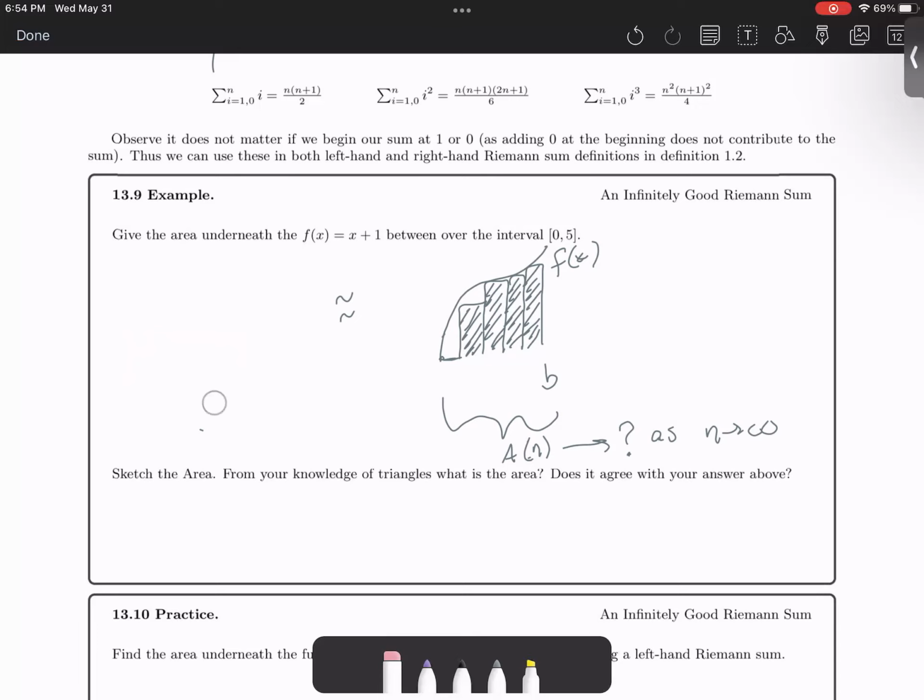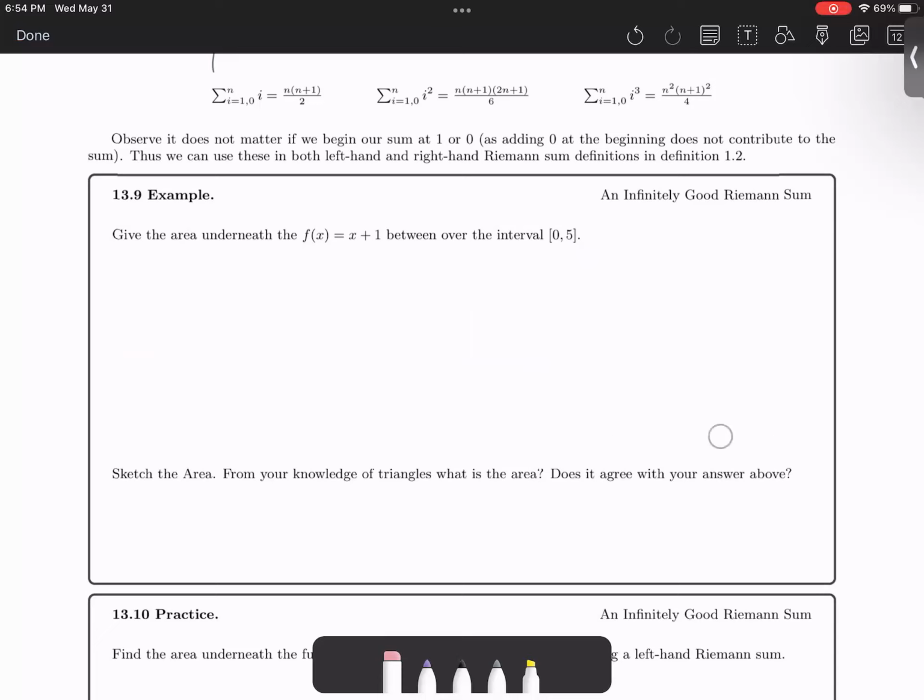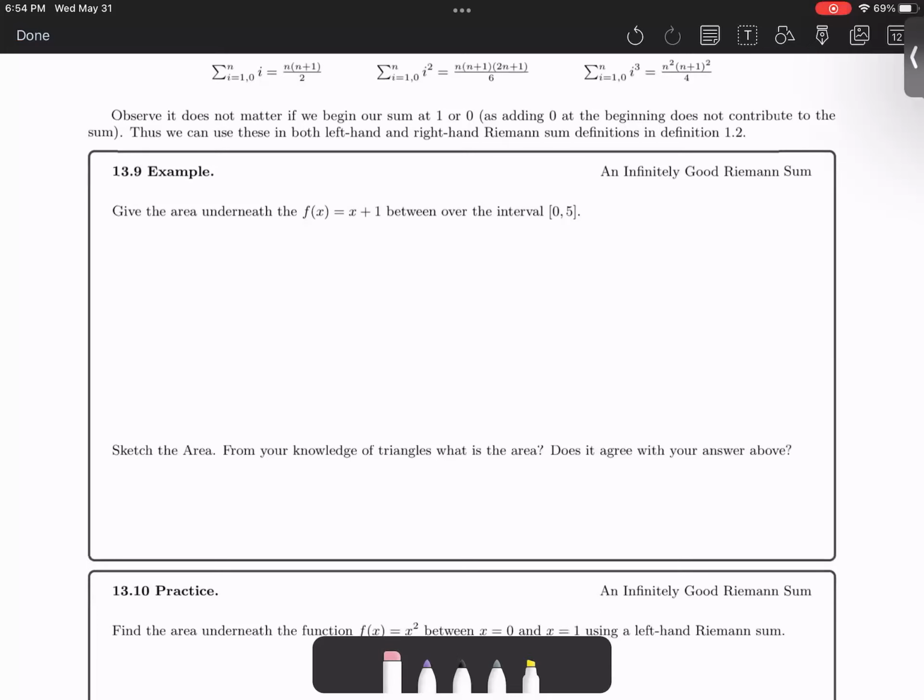So this function here, x plus 1. So this is not too difficult of a function. In fact, it's a linear function. We're going to use some geometry later on to make sure that we did actually get the right area. So the area over the interval 0 to 5 of the function x plus 1 is no longer approximately equal to, but is going to, in fact, hold on.